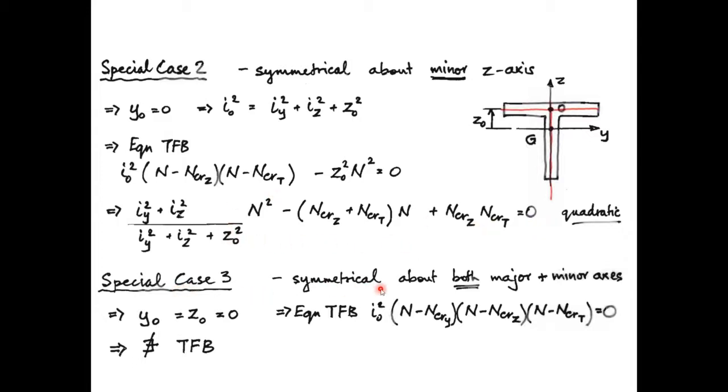And the third special case is symmetrical about both the major and minor axis, like an I section, and then we would have y naught is naught, z naught is naught, and the equation comes out like this, and therefore torsional-flexural buckling is not an issue.